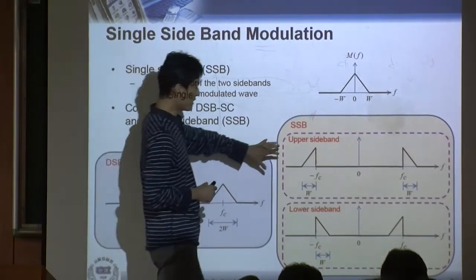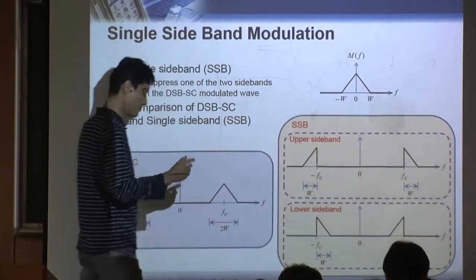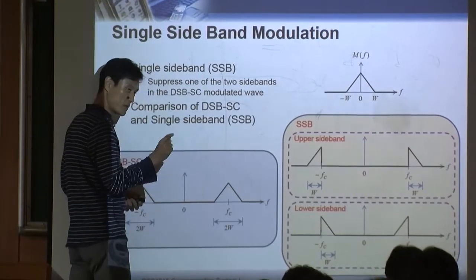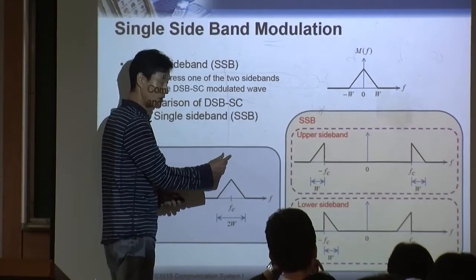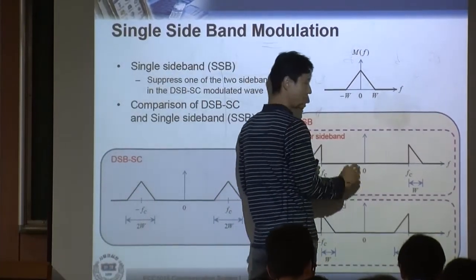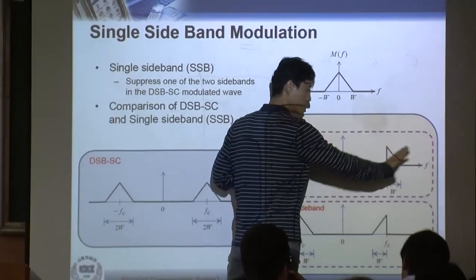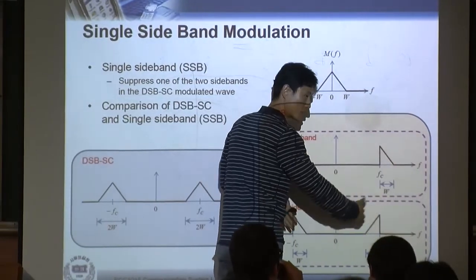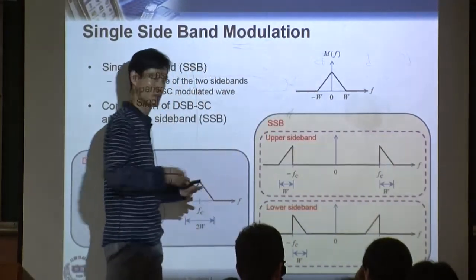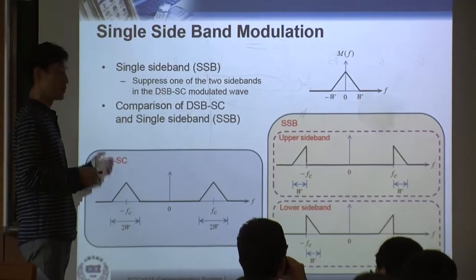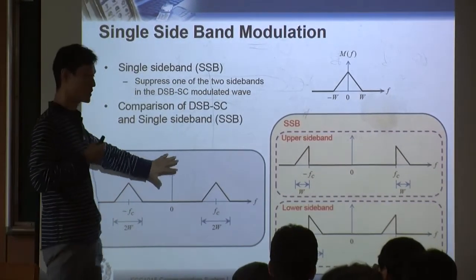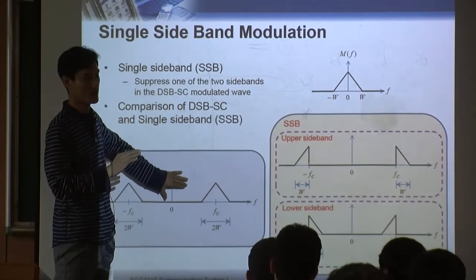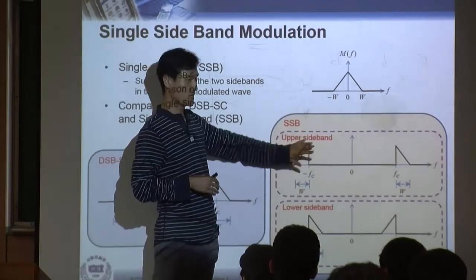Okay, but anyway, that's what we are trying to do. So the simple thing is, the same information is on the left and right. It's like a double. So what we are trying to do is take only one side, either the upper side or the lower side. Okay, we are taking only one. And what is the main reason we want to do SSB? DSB works fine, right? This works okay. But why do you want to talk about SSB?